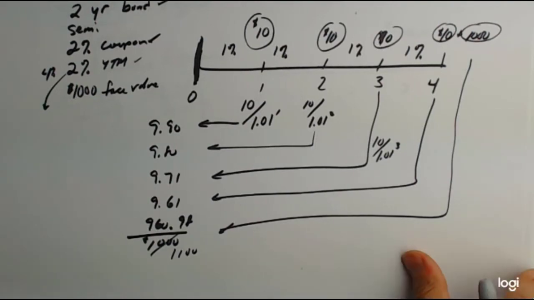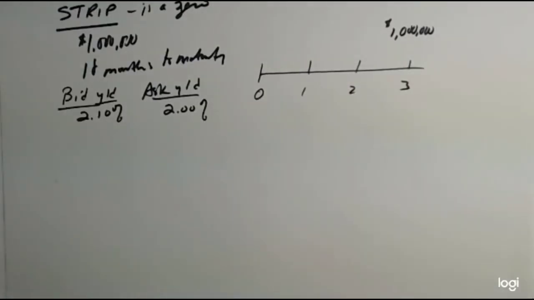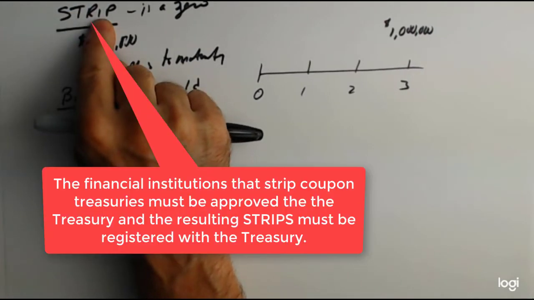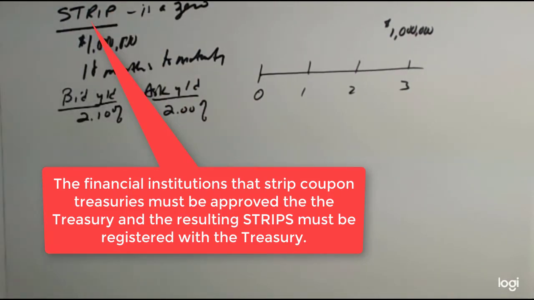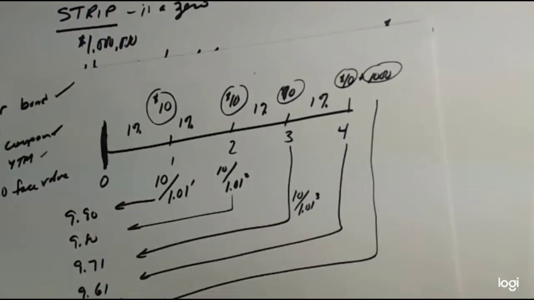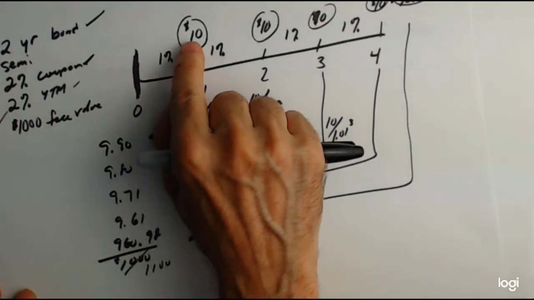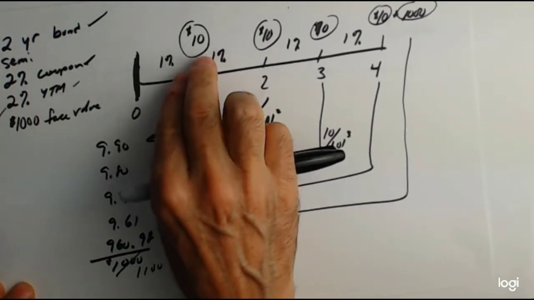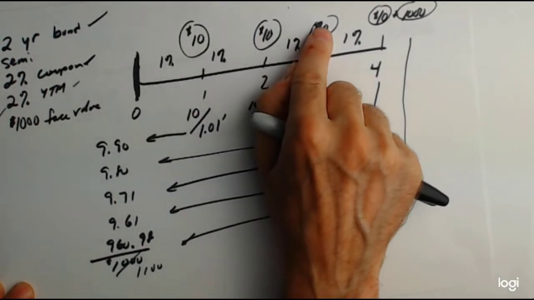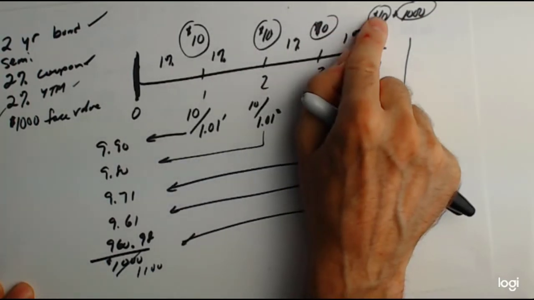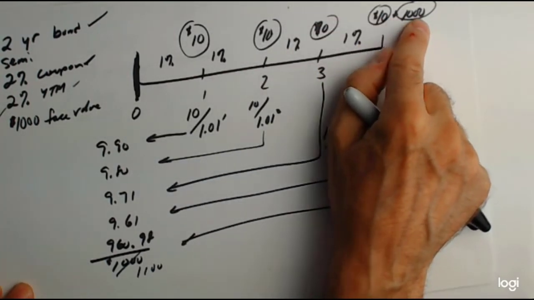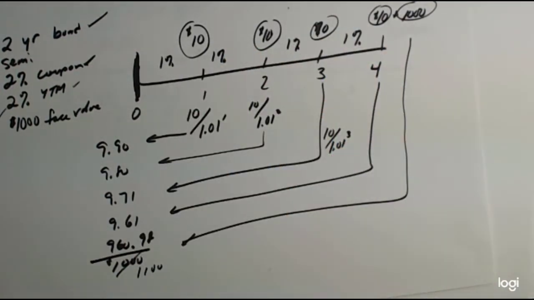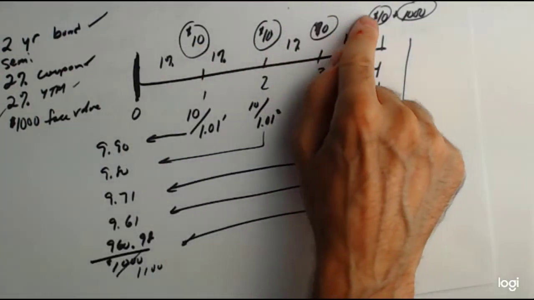Now, let's go back. By the way, they're called separate trading of registered interest and principal. These are financial institutions that are given permission by the Treasury to do this. So these are interest strips right here for the coupon. And then the principal is a separate type of strip. They're segregated because there are different tax consequences associated with the interest on a bond versus the principal on a bond.